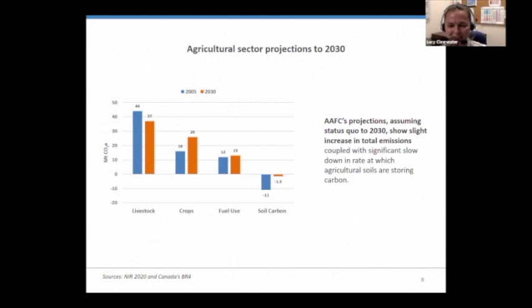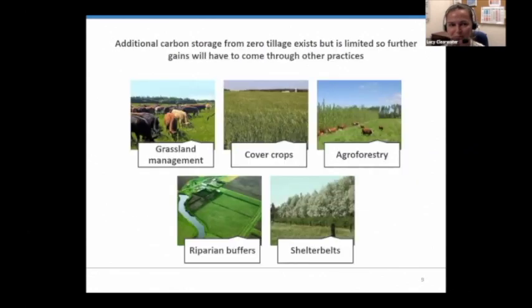Even now, no-till has been in use for over 20 years. The gains from a reduced use of summer fallow have maxed out, really, and the prairie soils are reaching a bit of an equilibrium in terms of the soil organic carbon. So we could say that we've picked our low-hanging fruit in maximizing zero-till, and now we need to look to other practices and policies to get us to where we need to go.